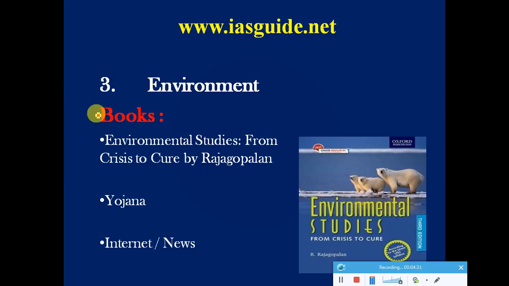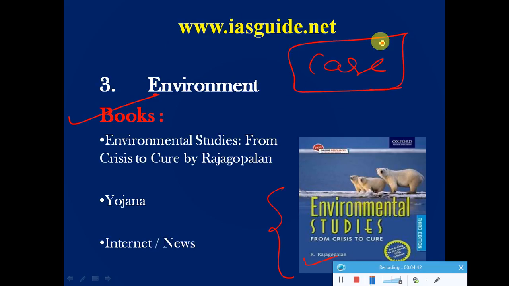And let us see which is the book. A very standard book is Environmental Studies by Rajagopalan. This is a very standard Oxford publication book. See, in this book they have even given case studies for every chapter. With the case studies they have explained all the impacts of environment assessments, everything they have explained.